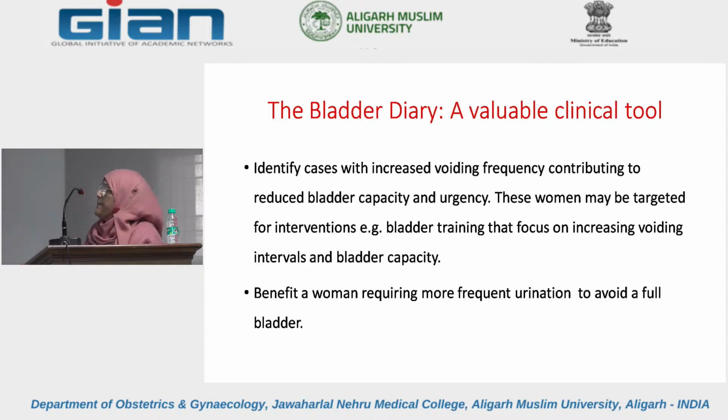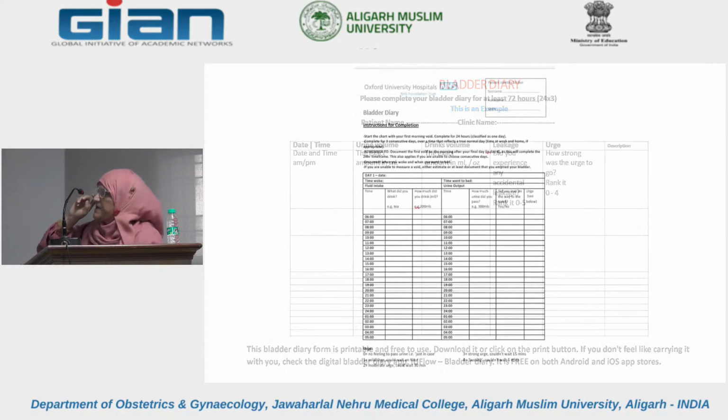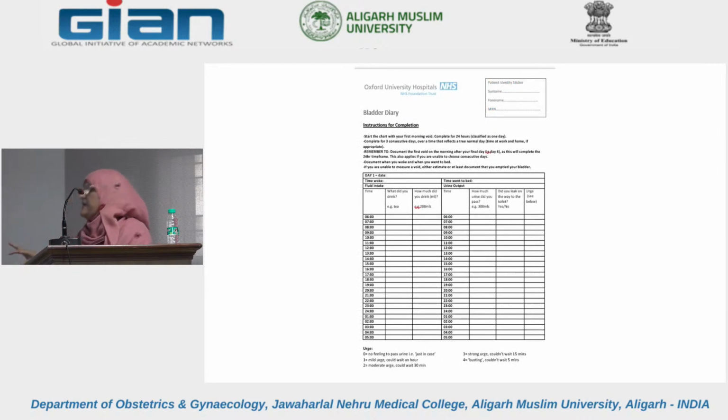So the bladder diary, this is the bladder diary which is from the NHS, and it has mentioned everything. About urge incontinence, the instructions I'll be reading later on because it is too small, you can't read it. But how do we grade urgency? From 0 to 4. So 0 is she does not have any urgency. She has gone to the toilet just in case, in case she might leak, so let's go.